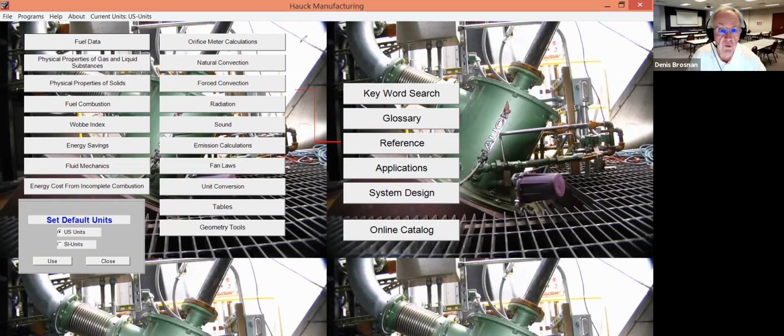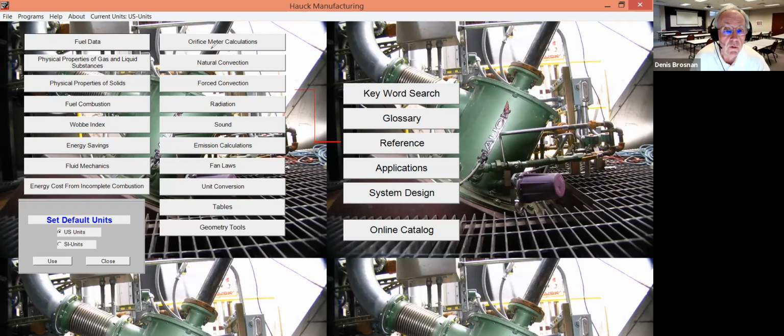So let's look at some of the features here. We have the fuel data. We're going to look at that today. Physical properties of gases and liquids. Physical properties of solids. So that's mainly our focus today. Next time we'll look at fuel combustion. We'll mention Wobbe index, which is about equivalent fuels or backup fuels.